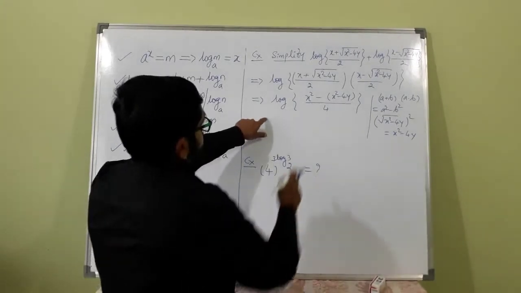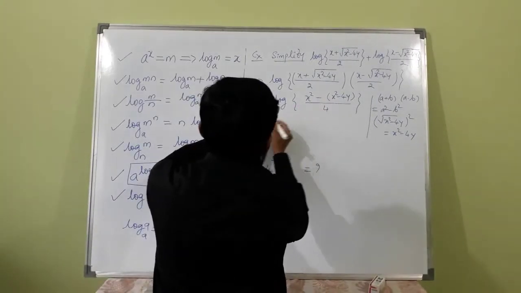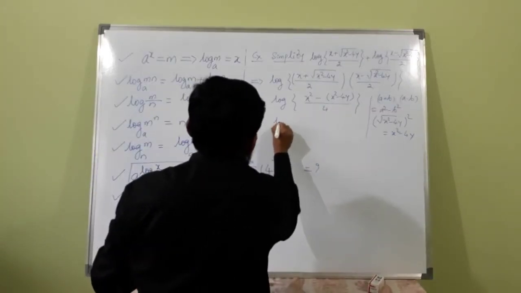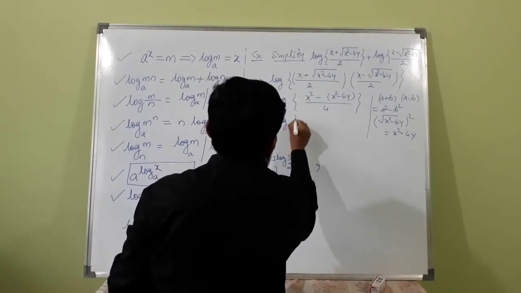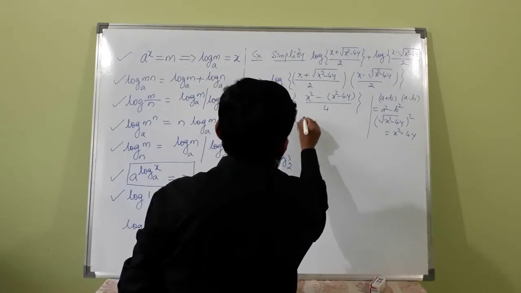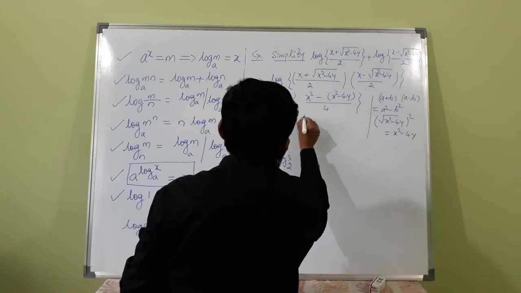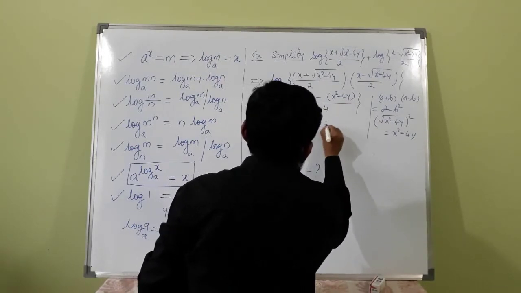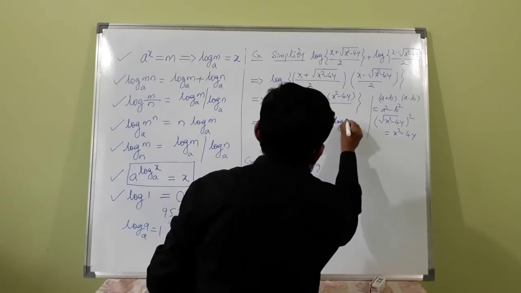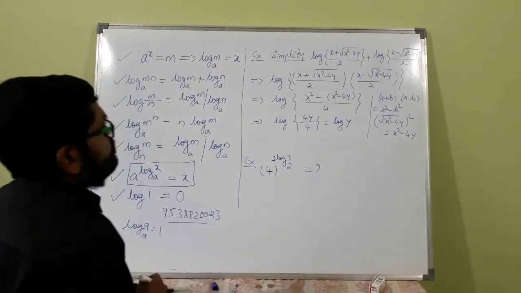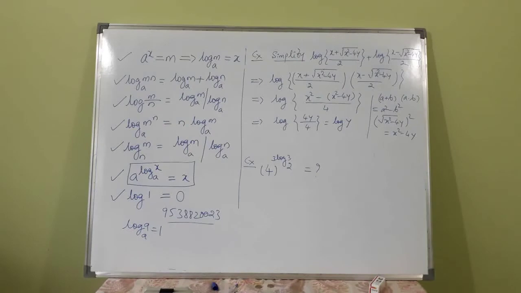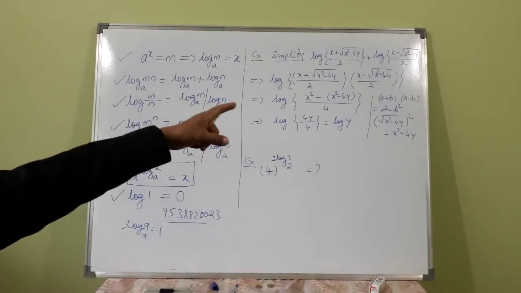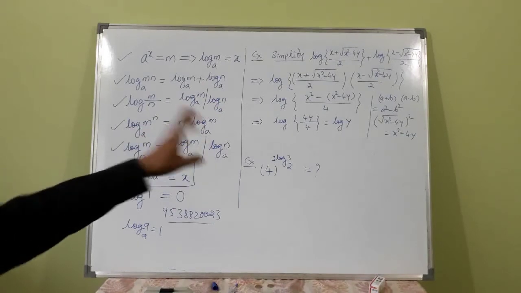See here, now x square gets cancelled. This implies log of minus into minus, that is equal to log y. So the simplified form is log y. The given expression reduces to log y.